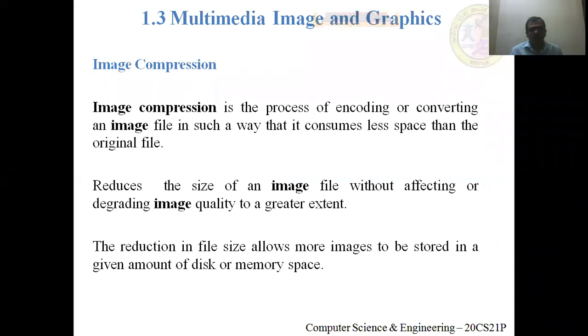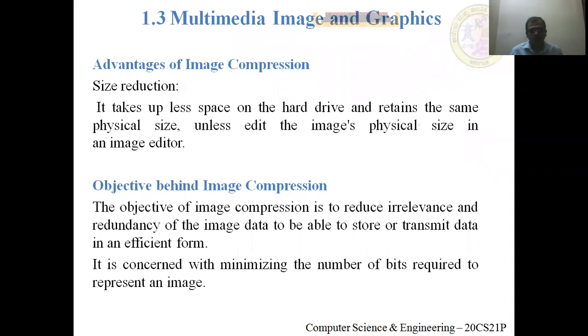Image compression. Image compression is a process of encoding or converting an image file in such a way that it consumes less space than the original file. So it reduces the size of the file and also it will take less space in the computer system. It reduces the size of the image file without affecting or degrading the image quality to a greater extent. The reduction in the file size allows more images to be stored in the given amount of disk or memory space. So it will take less space in the system.